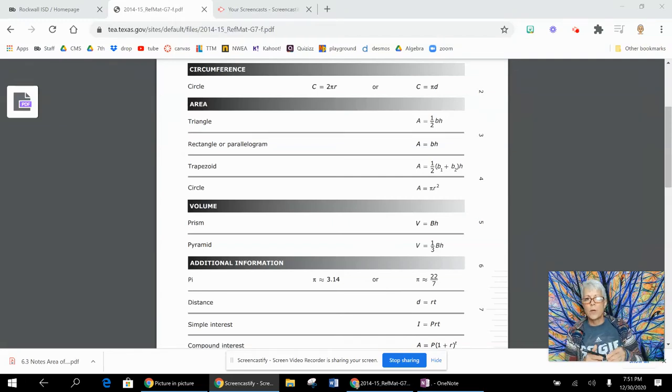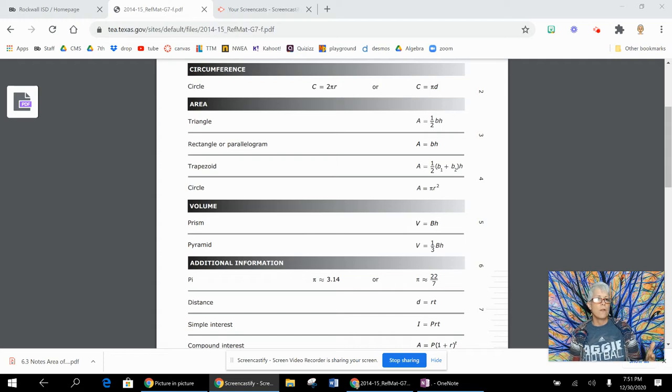Hey guys, today we are going to continue our study of two-dimensional shapes. And so today we're going to be finding the area of triangles and parallelograms. Now, squares and parallelograms, to find the area, the formula is on your formula chart. I have it pulled up for you.